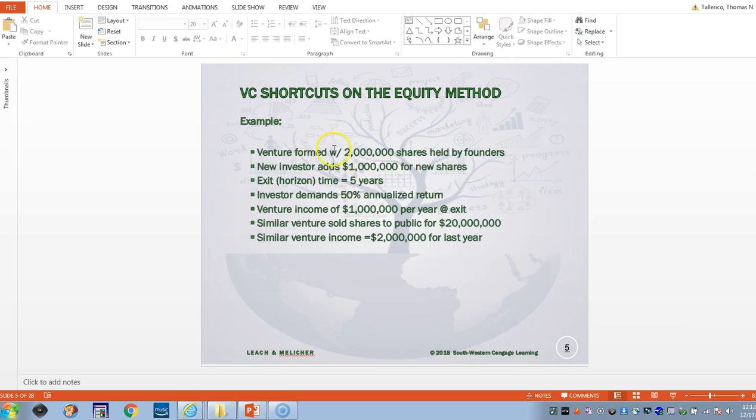So here's some examples, right? The venture was formed with 2 million shares held by the founders. The new investors added $1 million for new shares, and it's a 5-year horizon. Okay, that's when you get out, and basically here's the demand. The investors demand a 50% annualized return, and the venture is expected to have an income of $1 million per year at exit. So that's an assumption, right? A lot of these are assumptions.